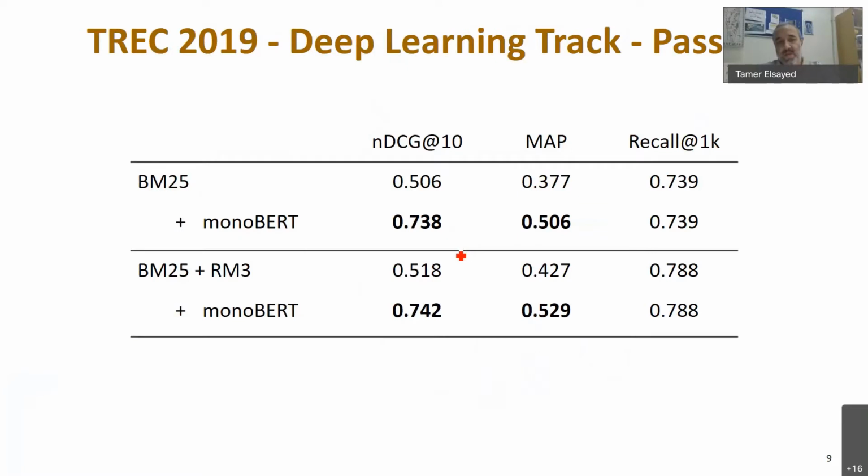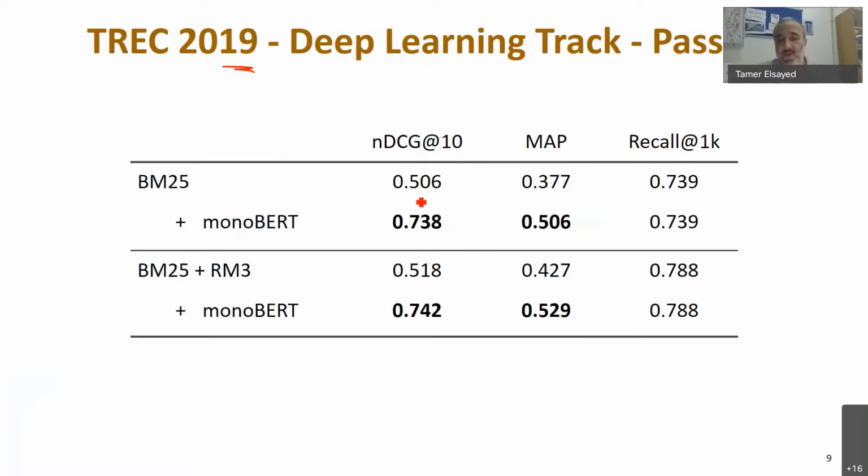Okay. One last thing. The introduction of BERT made, as I said, a big jump in the performance. So in the deep learning track 2019, if you look at this table, you'll see the performance, NDCG. I think you understand now what we mean by NDCG, what we mean by MAP, and what we mean by recall. All of these measures are known now.